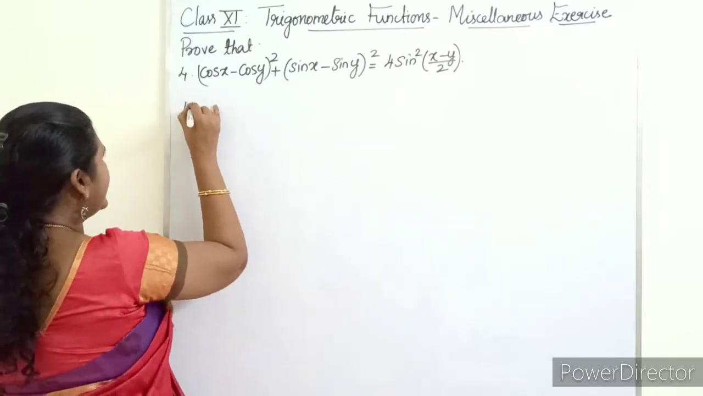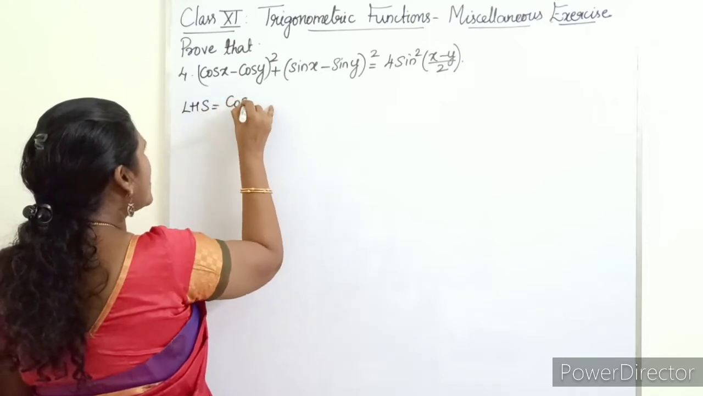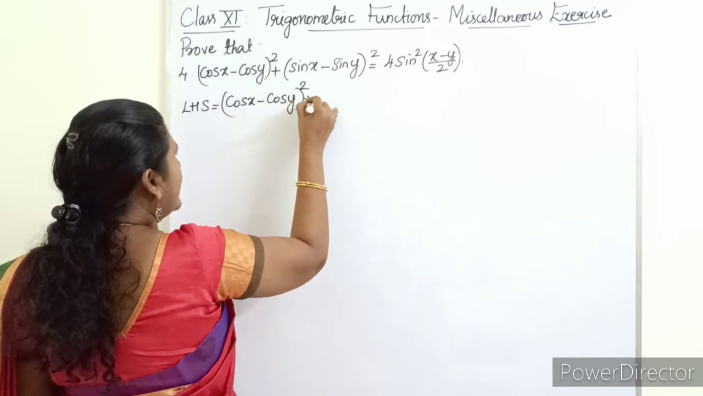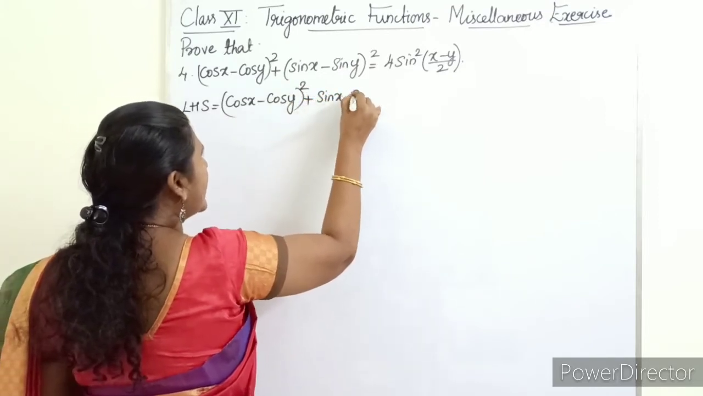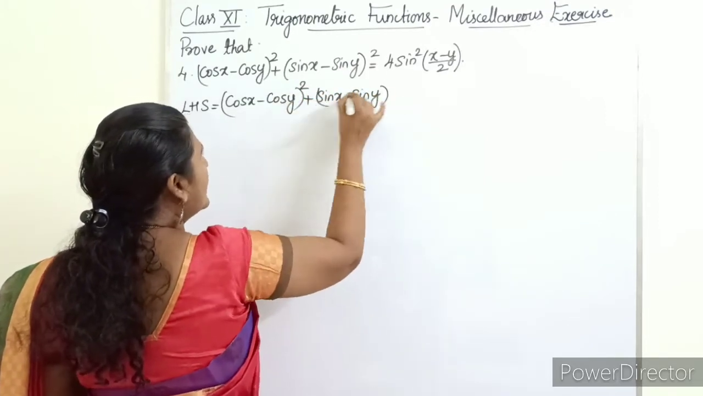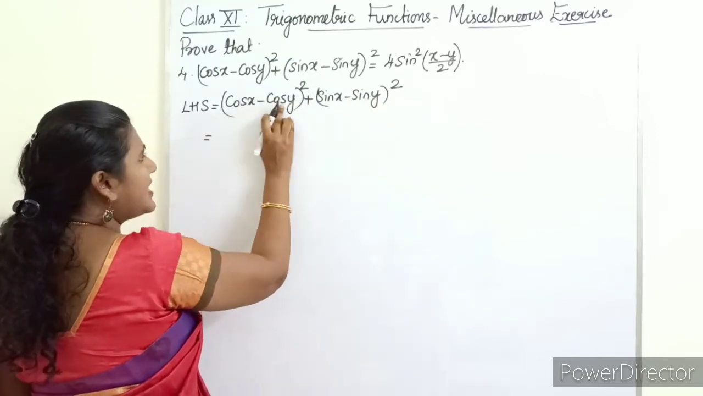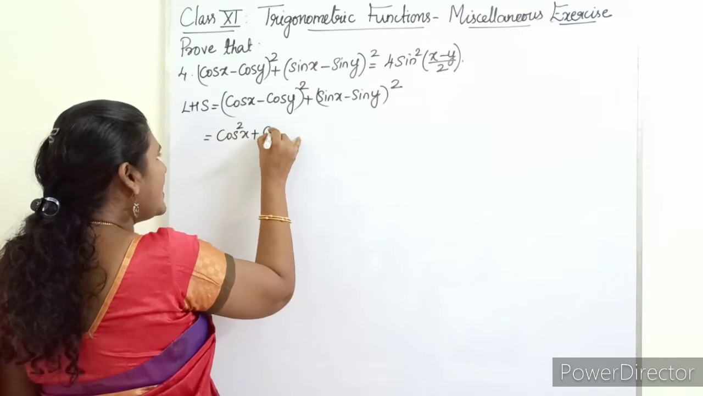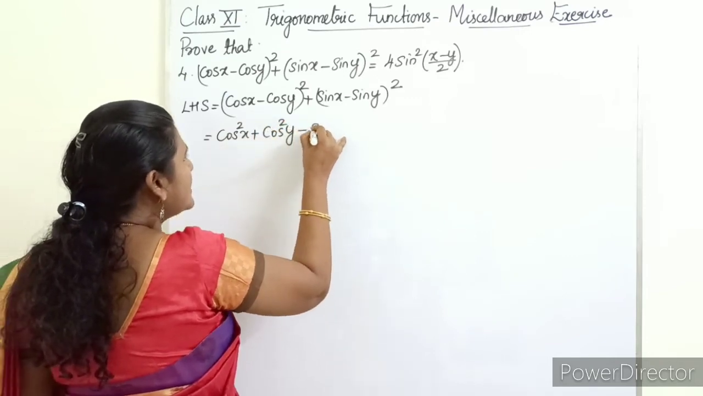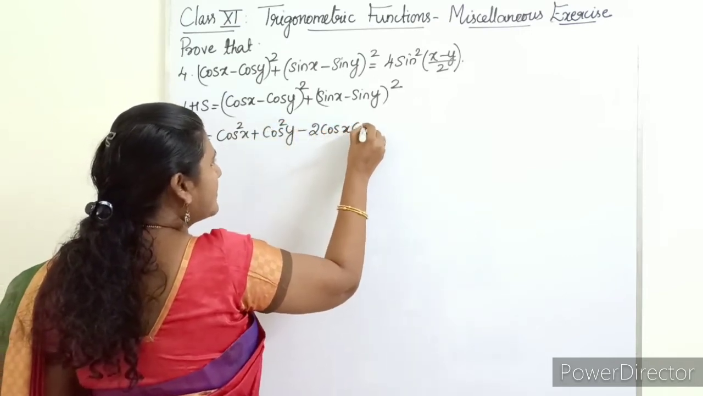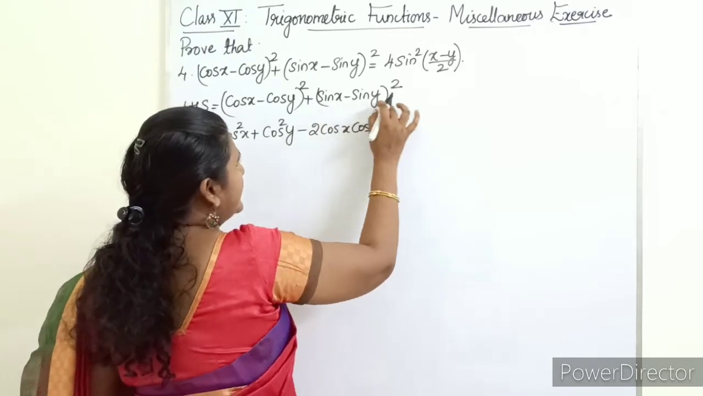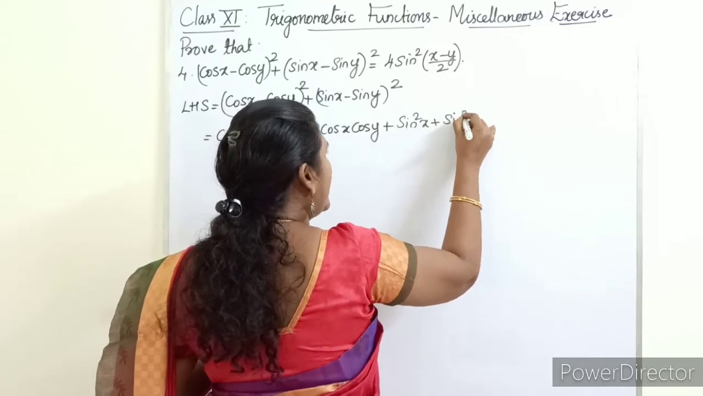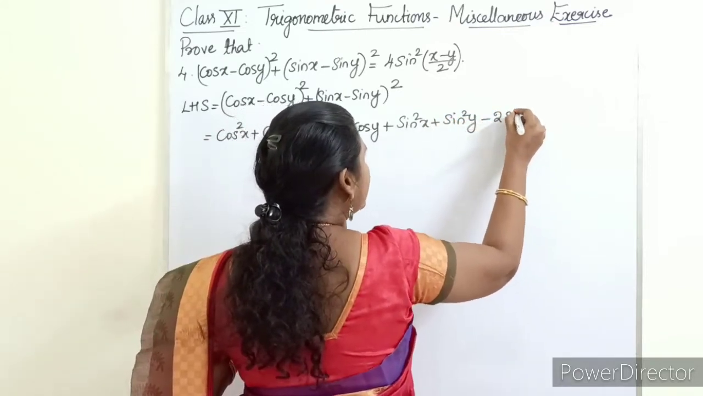So we will start with the LHS expression, that is (cos x minus cos y) the whole square plus (sin x minus sin y) the whole square. So here we will expand using the (a minus b) the whole square identity. So you will get cos square x plus cos square y minus 2 cos x cos y. Similarly, the second term will expand. So sin square x plus sin square y minus 2 sin x sin y.